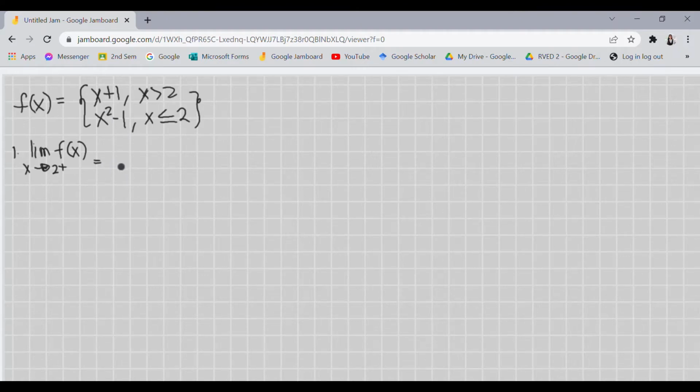And to get the limit, you have to round it off to the nearest whole number. Your answer now will be 3. Okay, since you are talking about limit, the answer is 3.